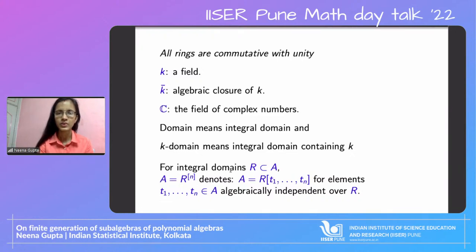For integral domains R contained in A, where both R and A are integral domains and R is contained inside A, the notation A = R^[n] means A is isomorphic to a polynomial ring in n variables over R. So A = R[T1, T2, ..., Tn] for elements T1, T2, ..., Tn in A which are algebraically independent over R. This notation may not be used quite often.